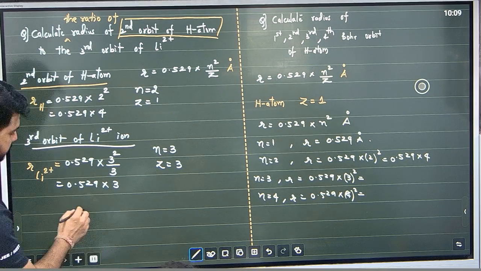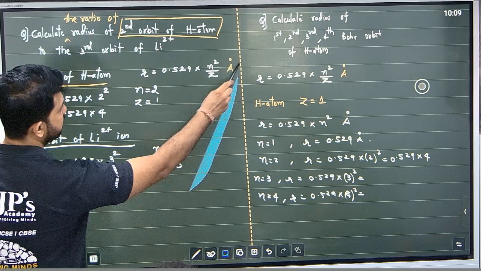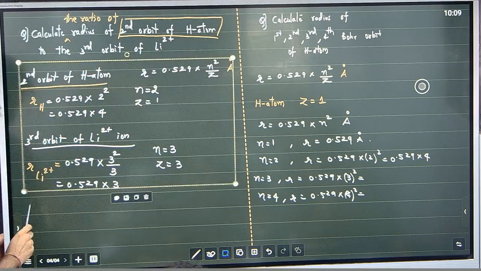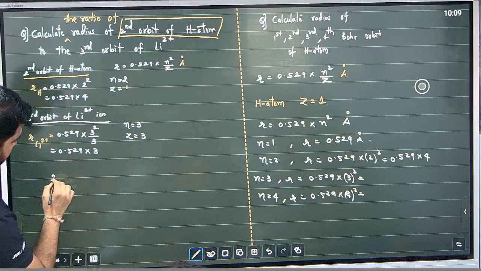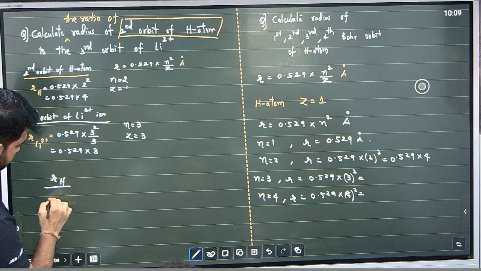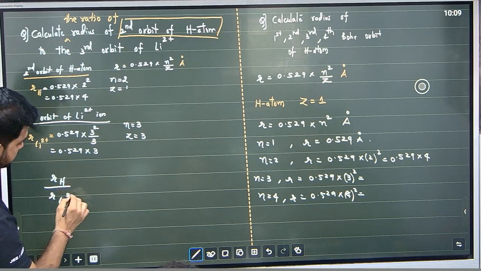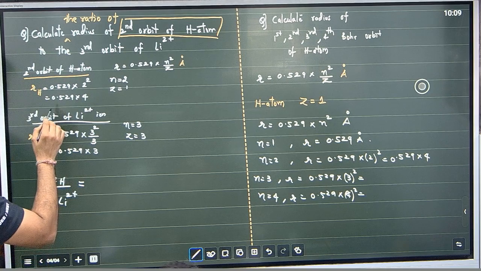Next, what do we have to find, people? We have to find the ratio of this, which means it's the ratio of radius of hydrogen over radius of lithium. How much is the radius of hydrogen?